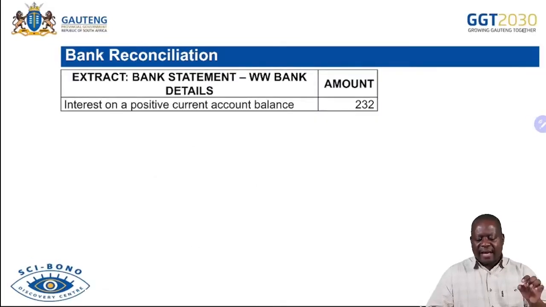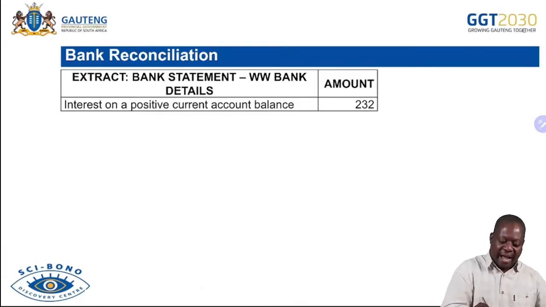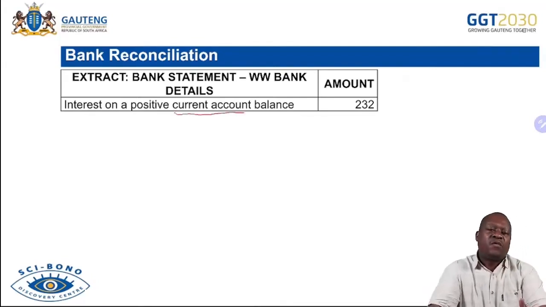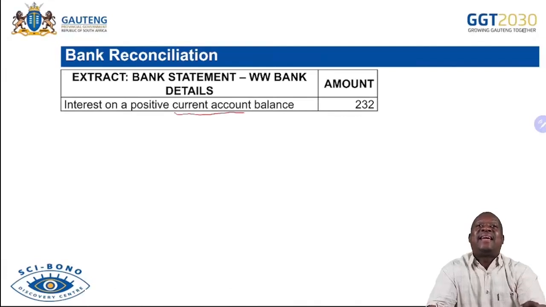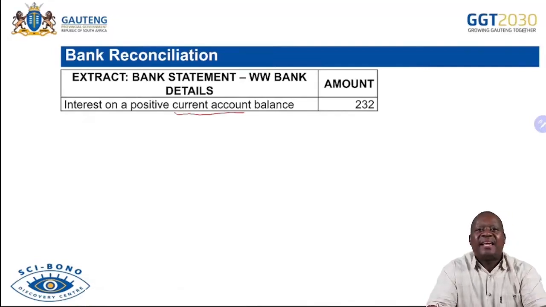Now, the next other item that is of importance that we got from that extract is the interest on a positive current account balance. Please don't make a mistake and confuse a current account balance and an overdraft. An overdraft is negative and the business is charged for that. And because of that, we pay. So it goes to the CPJ. But interest on a positive current account balance, it is money in the bank.